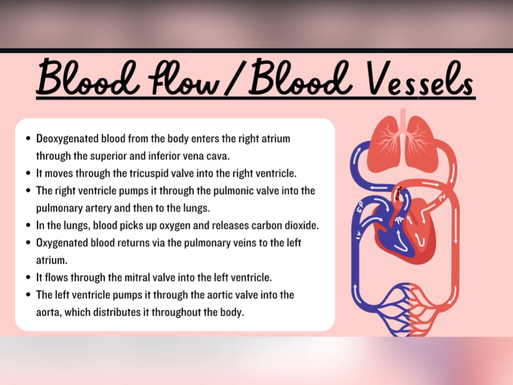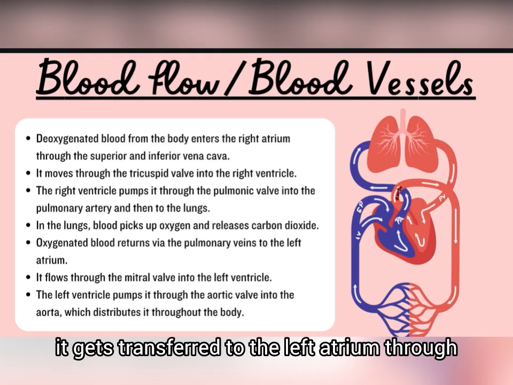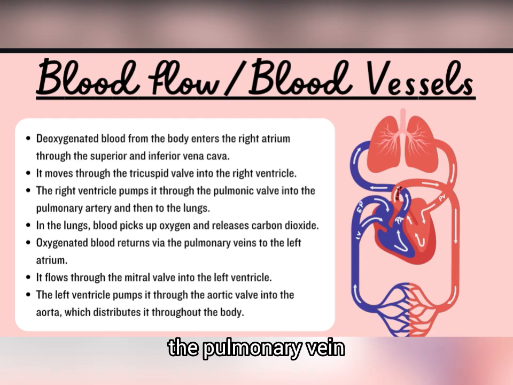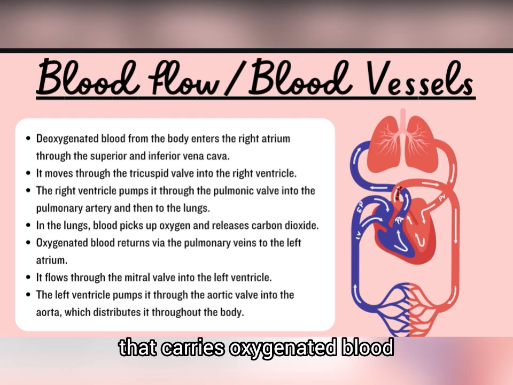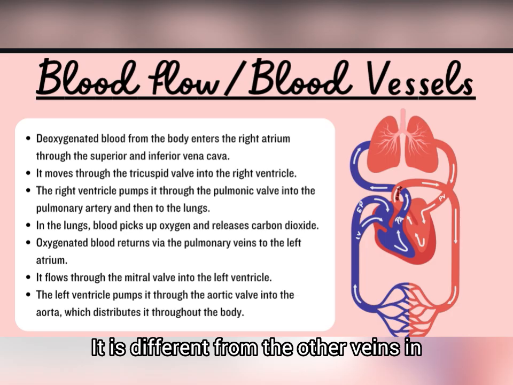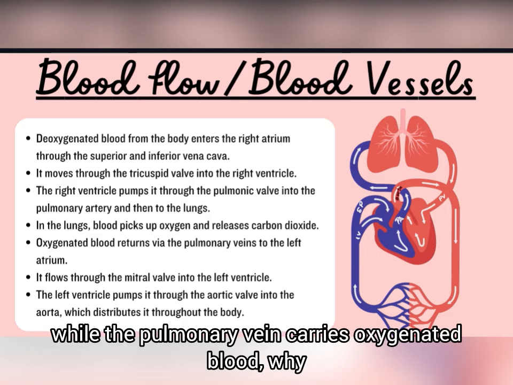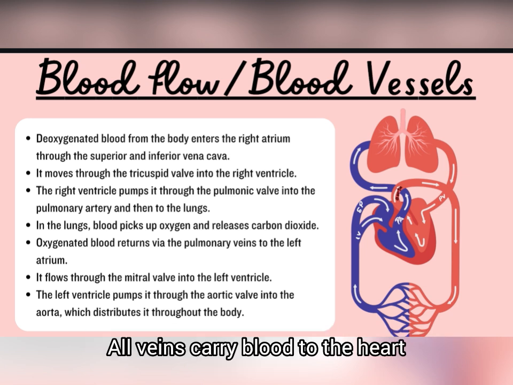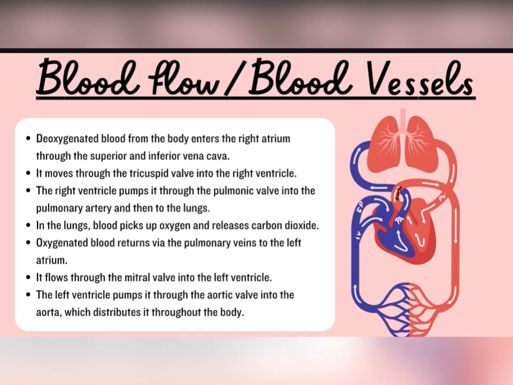Once the blood gets oxygenated in the lungs, it gets transferred to the left atrium through the pulmonary vein. Like the pulmonary artery, the pulmonary vein is the only vein that carries oxygenated blood. It is different from the other veins in that the other veins usually carry deoxygenated blood, while the pulmonary vein carries oxygenated blood. Why? All veins carry blood to the heart. The pulmonary vein carries blood to the heart except the blood is oxygenated.